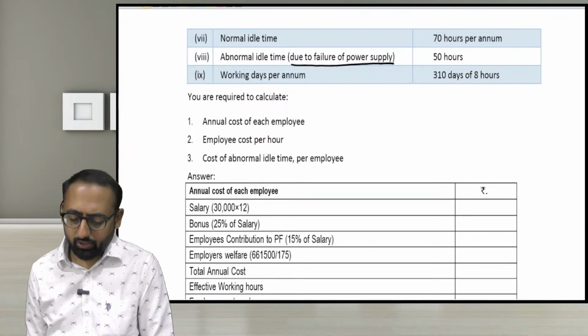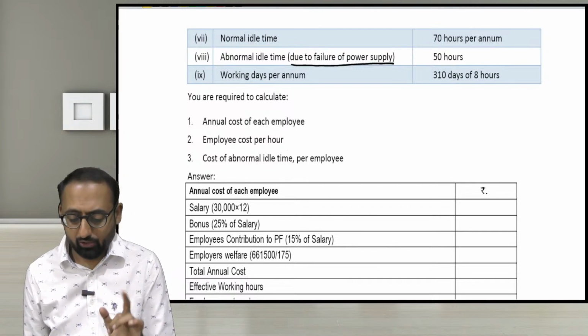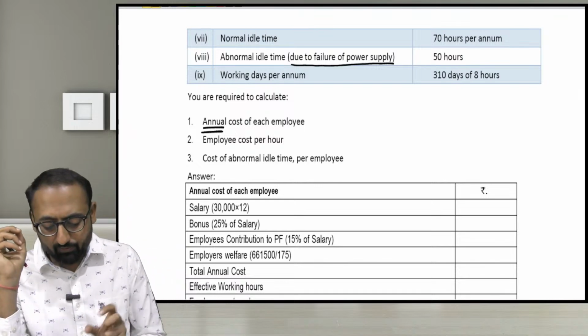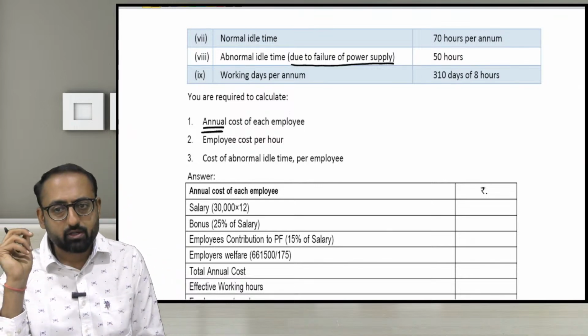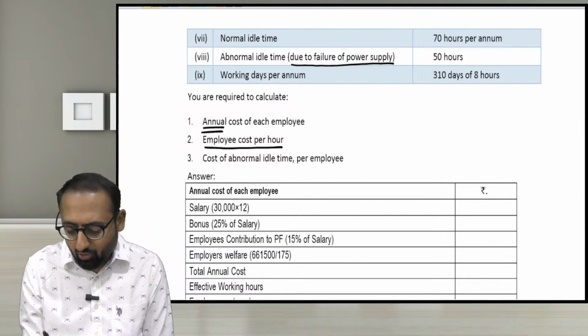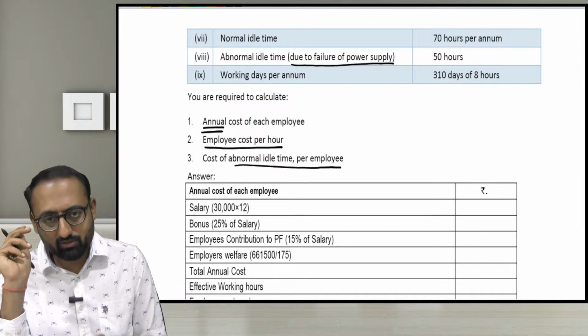You are required to calculate the annual cost of each employee. Here you'll have to calculate annual cost, not monthly. Next, employee cost per hour. You will calculate the employee cost per hour and the cost of abnormal idle time per employee. So this is your question.